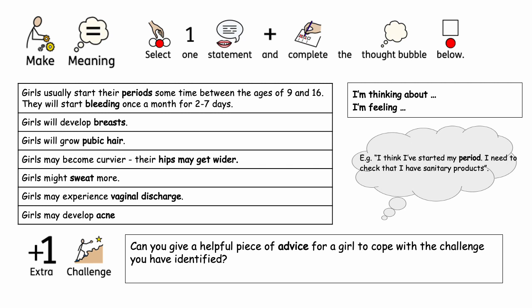So you can use the sentence starters that I've included here. I'm thinking about, or I'm feeling, to help get you started. And you can use the key words that you've checked your understanding of in your sentence. If you finish this, then you can do the extra challenge, which is to give some helpful advice to a girl to cope with that challenge that you have identified. So for example, the example on the board, I think I've started my period, I need to check I have sanitary products. Your advice could be, make sure you have a small bag inside your school bag that is always kept stocked with sanitary products.